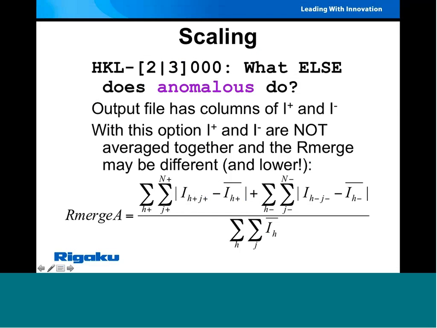The other thing is that R merge anomalous is actually this equation where you compare the reflections designated plus with the average for that group of plus reflections. And you compare the reflections designated minus, here the HKL H minus, with the average, that's H minus. So this value is always lower than R merge, okay, where you have these things together. And I'll just call this R merge anom. It's always lower.